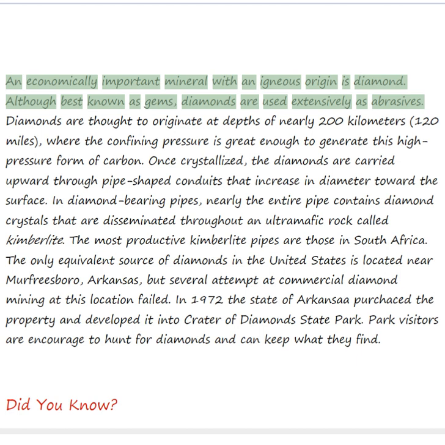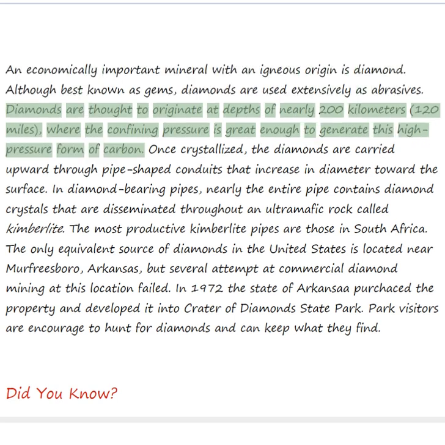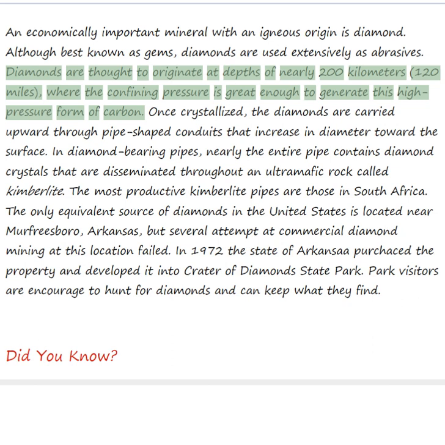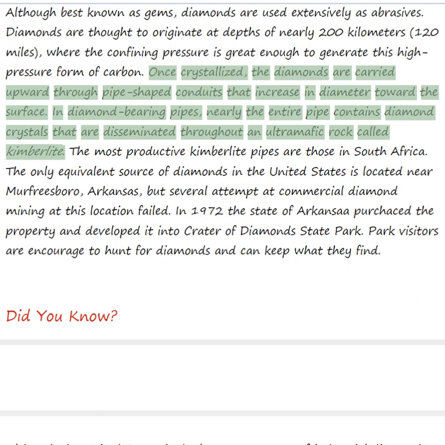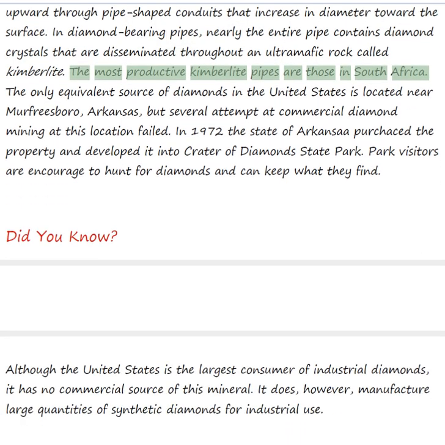Origin of diamonds. An economically important mineral with an igneous origin is diamond. Although best known as gems, diamonds are used extensively as abrasives. Diamonds are thought to originate at depths of nearly 200 kilometers, where the confining pressure is great enough to generate this high-pressure form of carbon. Once crystallized, the diamonds are carried upward through pipe-shaped conduits that increase in diameter toward the surface. In diamond-bearing pipes, nearly the entire pipe contains diamond crystals that are disseminated throughout an ultramafic rock called kimberlite. The most productive kimberlite pipes are those in South Africa.